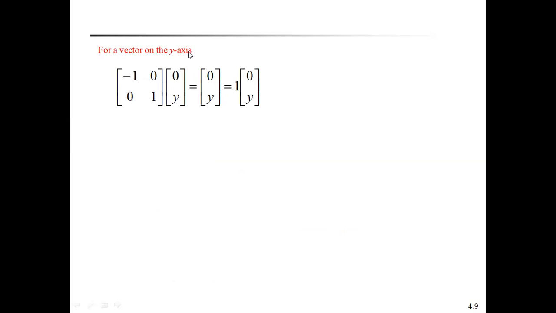For a vector on the y-axis, any vector on the y-axis can be considered as having the x component 0. That's why the matrix A, [-1, 0; 0, 1], times any vector on the y-axis, (0, y), we multiply these two and get this. Here 1 is common: 1 into (0, y). This is called the eigenvalue, which can be represented as lambda 2. For a vector on the x-axis, the eigenvalue is -1. For a vector on the y-axis, the eigenvalue lambda is equal to 1.